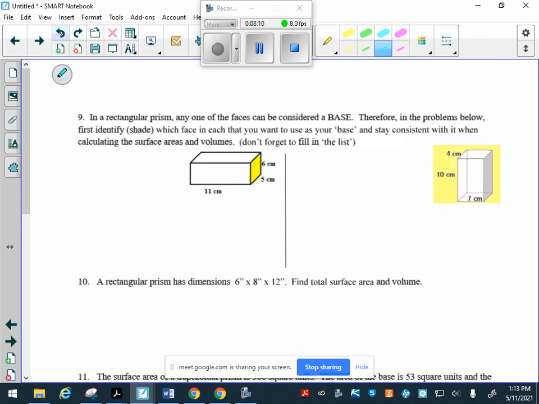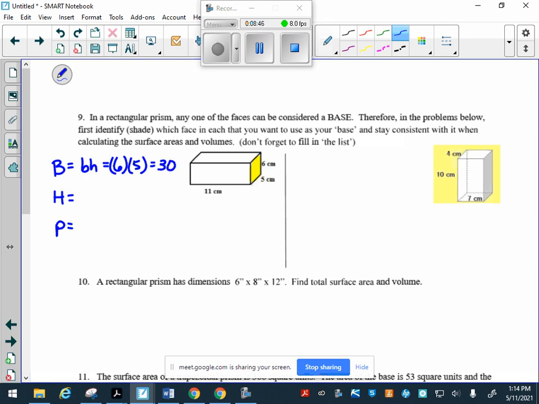So I'm going to use actually this, what I shaded yellow here. I'm going to choose this right side as my base. And obviously there's another congruent parallel one. Now, when I go to make my list, everything has to do with that base. Capital B, area of that yellow base, is just base times height, right? So 6 times 5, which is 30.